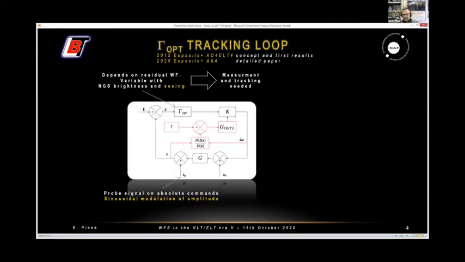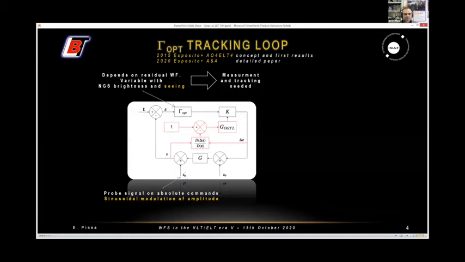So the problems are not over, because our Γ_opt is varying depending on the brightness and of course on the seeing, and seeing varies in time. And so we need something that is measuring and tracking the Γ_opt value in time. So the approach we found and we tested in 2015 was to inject a probe signal in the absolute command of the loop here.